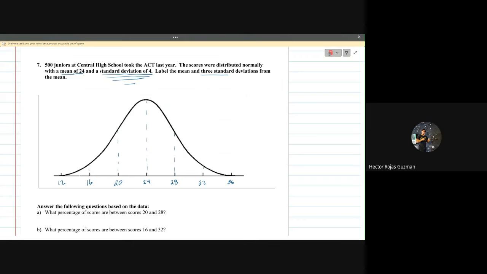And it doesn't say for us to label the percentages, but we are. We know this is 34%, 34, 13.5, 2.35, and then 0.15%.